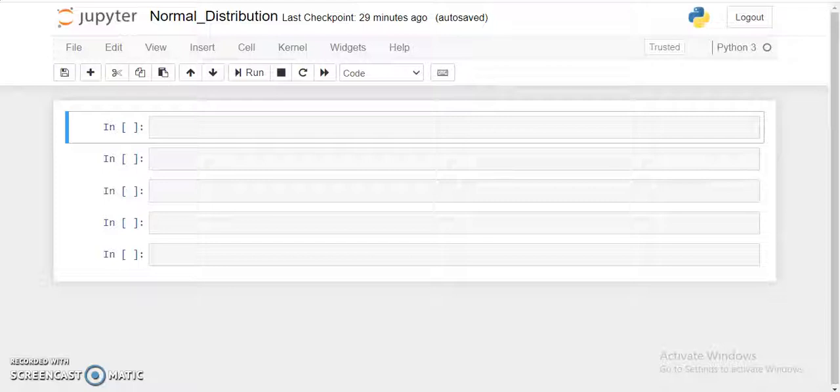Normal distribution is a probabilistic function that describes how the values of a variable are distributed. Before describing normal distribution, I'll be going through discrete distribution and continuous distribution, right?